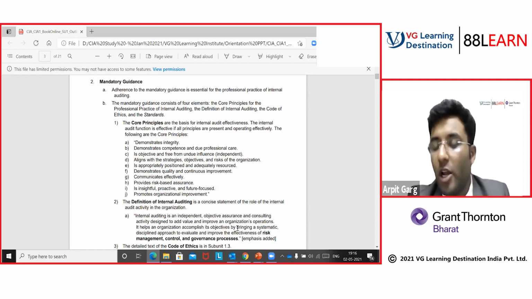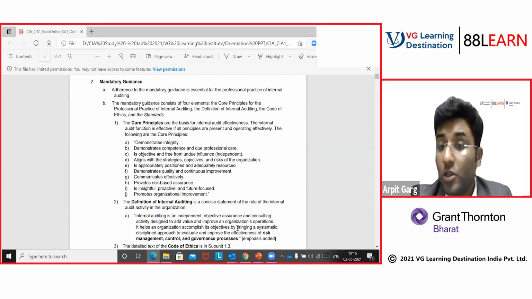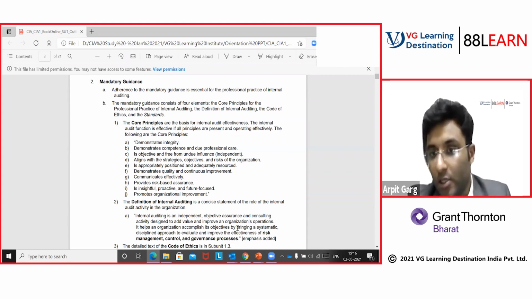So assurance is where we have 3 stakeholders. One is the users, basically the stakeholders who will be referring to our report, which is usually the top management, the board, and the audit committee. Then we have auditors like us who are going to perform the audit. And then we have auditees, or the process owners, whose function or areas we are going to audit. So in assurance, we have three stakeholders largely.